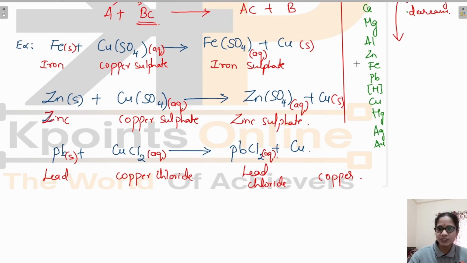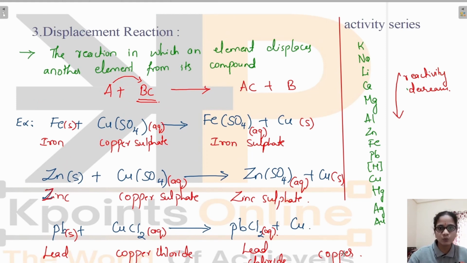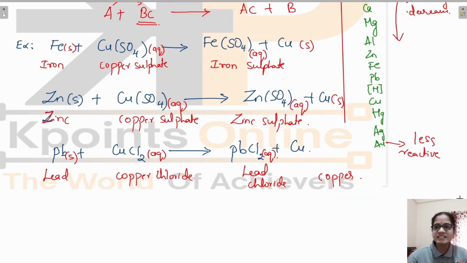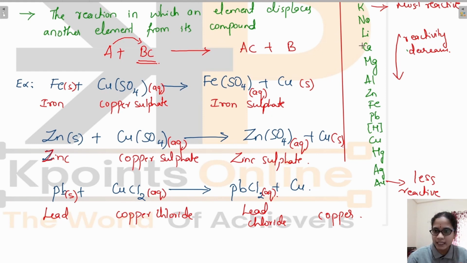For reference you need to see the activity series, where the metals are arranged in the decreasing order of their reactivities. As you go down, the reactivity decreases. This is the most reactive and this is the least reactive. The metals that are placed above in the activity series can displace the metals that are below in the series. So calcium can displace magnesium, magnesium can displace aluminium. But iron cannot displace calcium in this way.